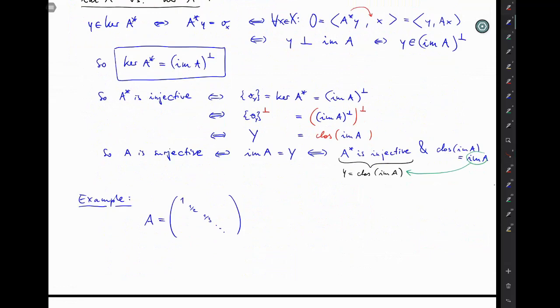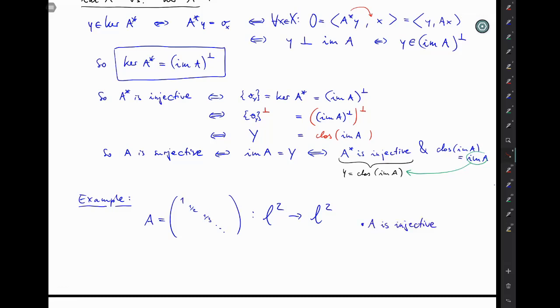We take the operator A that is acting via multiplication by this diagonal matrix. The diagonal entries are just 1 over n, where n is running through the integers, and let this act on L2. And I'm writing 2 here because we want Hilbert spaces. And this operator is just multiplying the first component of your sequence by 1, the second by a half, the third by a third, and so on. And it's easy to check that the output is 0 if and only if the input was 0. So this operator is injective.